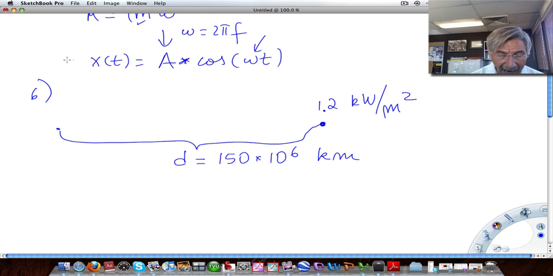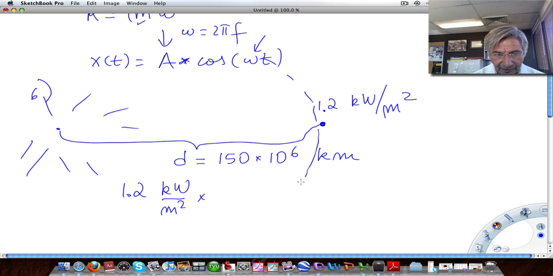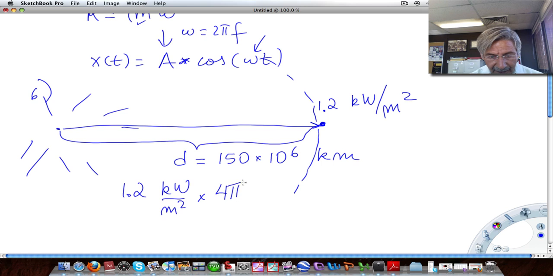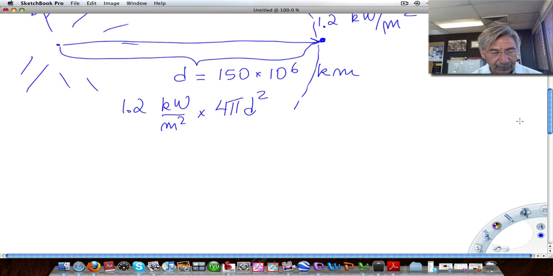And so the power from the sun is going to be the 1.2 kilowatt per square meter times, you see the power goes everywhere from the sun. So you are in a sphere at a distance d over there. So that area is 4 pi d squared. When you take that power and multiply by that area, you are going to get the power of the sun. I hope it's clear.